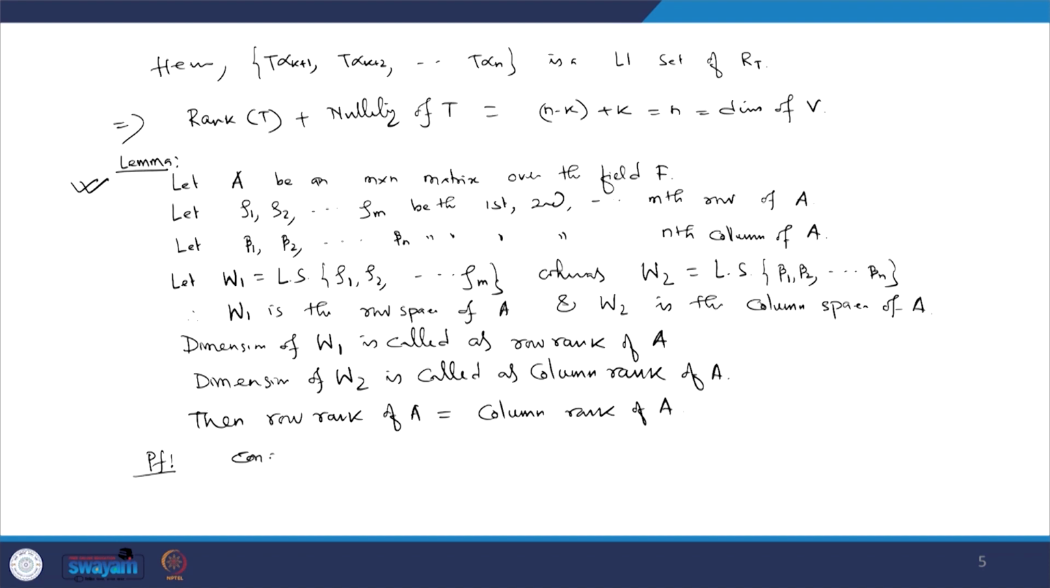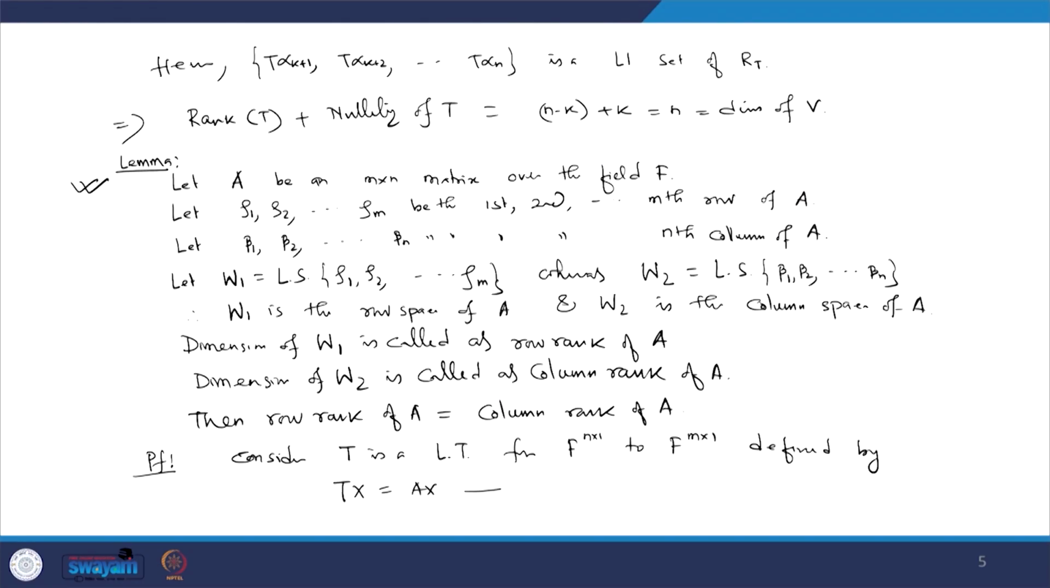Okay. So, consider T is a linear transformation from F n cross 1 to F m cross 1 defined by T of capital X equal to A x. I have already mentioned F of n cross 1 is the space of column matrices of n cross 1 order, and F of m cross 1 is the space of column matrices of m cross 1 order, please. They are all vector spaces over the capital F. So, I have defined a linear transformation T from F n cross 1 to F m cross 1 by T of x equal to A x.